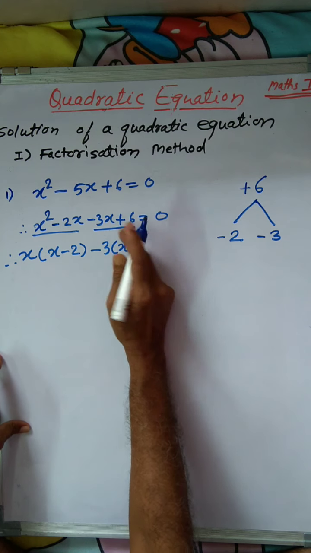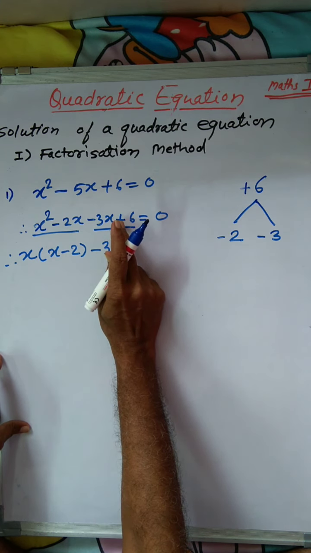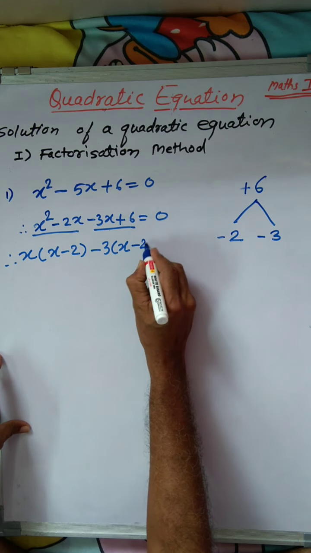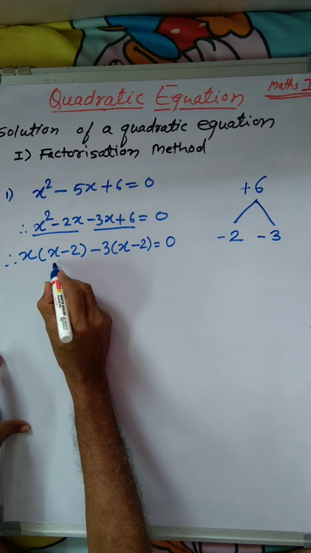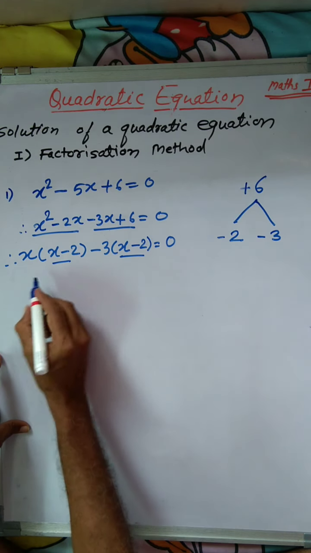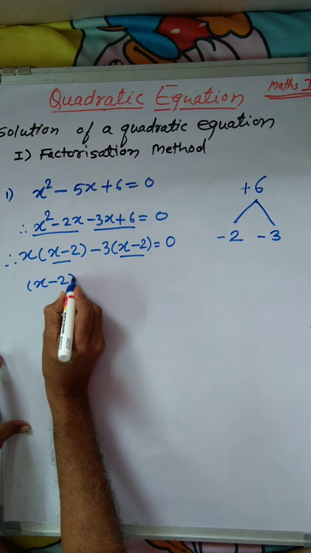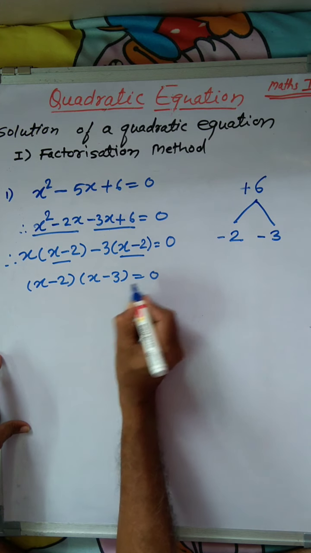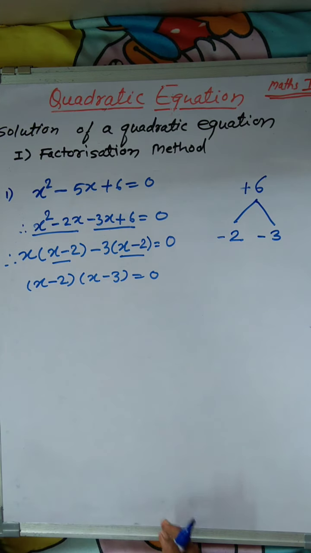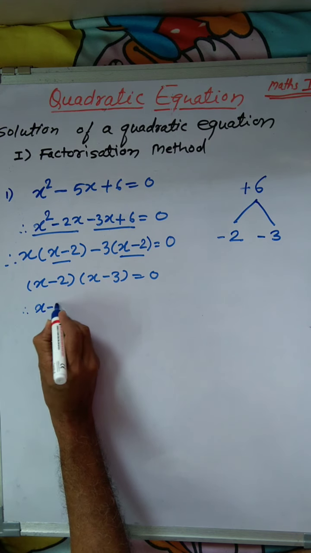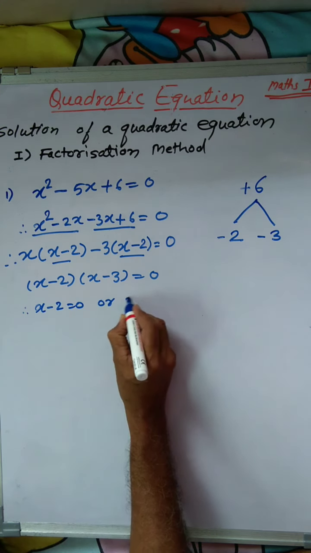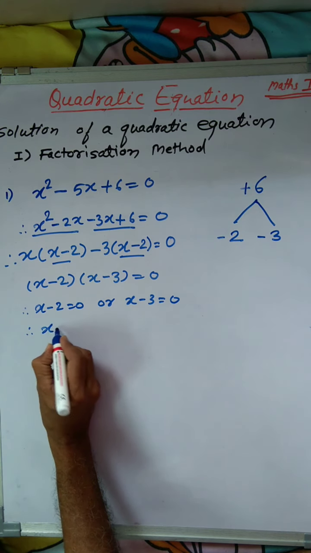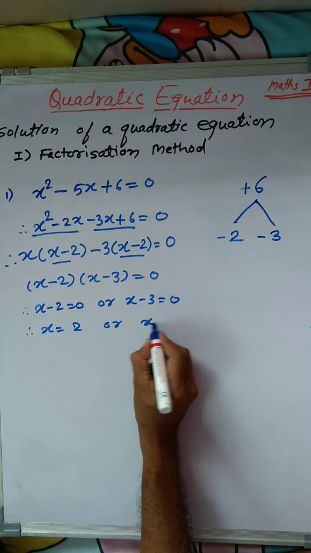Here the first is x minus 3 we get common. That means we have to change the sign of 6, that is minus, and 3 gets common, 2 is remaining. x minus 2 in that bracket, we take that bracket common, and therefore x minus 2 in the first bracket, and in the second bracket x minus 3 is equal to 0. Now the product of these two terms is 0. Therefore x minus 2 is equal to 0 or x minus 3 is equal to 0. Therefore x is equal to 2 or x is equal to 3.